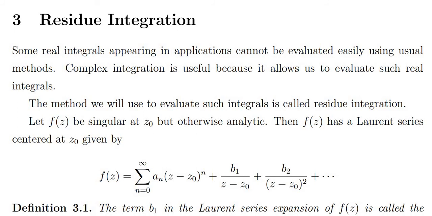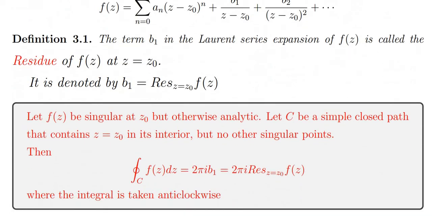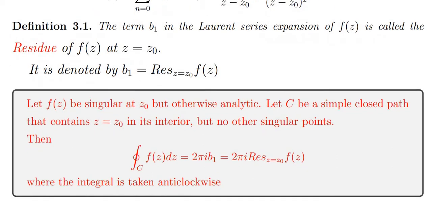Let f of z be singular at z0 but otherwise analytic. Then f of z has a Laurent series centered at z0 given by f of z equal to sigma n equal to 0 to infinity a n times z minus z0 raised to n, plus b1 by z minus z0 plus b2 by z minus z0 the whole square and so on. In this Laurent series, the term b1, the coefficient of 1 by z minus z0, is called the residue of f of z at z equal to z0. It is denoted by b1 equal to residue at z equal to z0 of f of z.